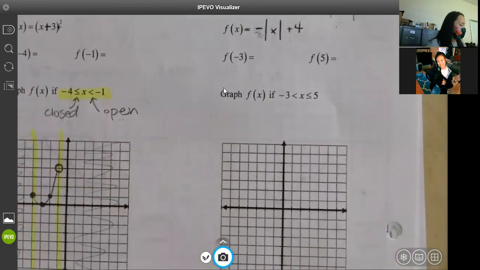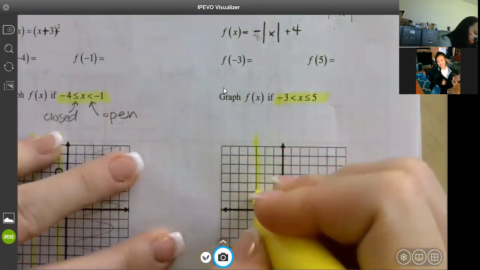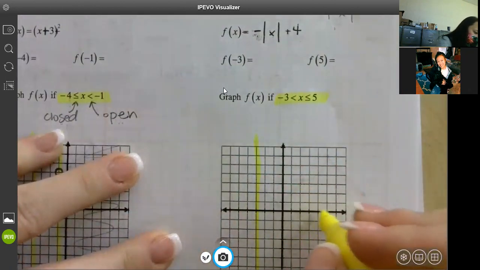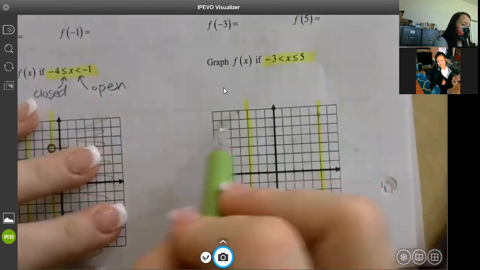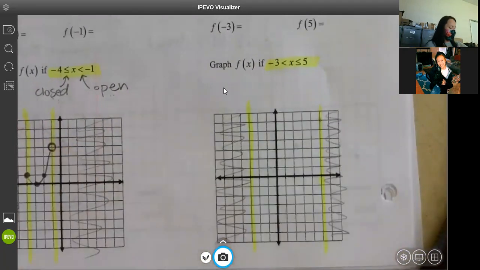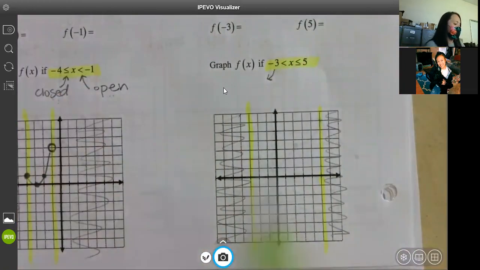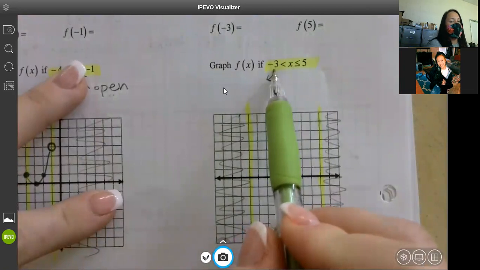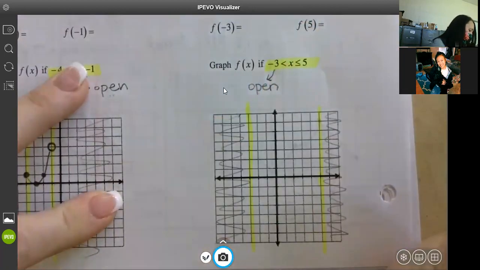So on this one, where are my 2 boundary lines? -3. And 5. So we're graphing in between there. Remember that means, and if you guys want to mark that out, that's fine. I don't mind. So that way you can remember, hey, don't graph in there. On this boundary of -3, when I plug it into my calculator and I look at my table, is this one going to be open or closed? Open. Why is it open? Not equal to.